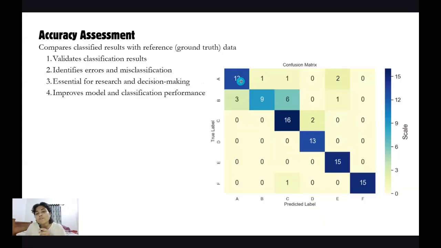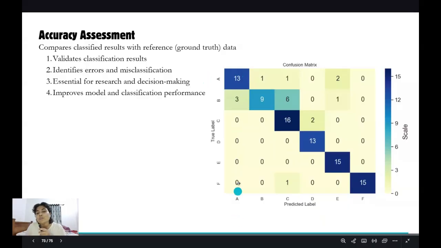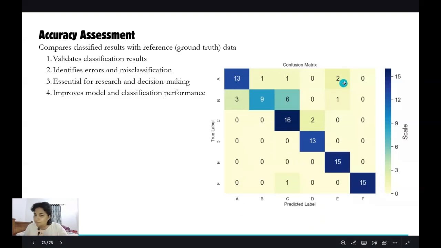All 17 in the field A would have shown up as A. So 100% accuracy. But there are some drawbacks. Some of the pixels have been misclassified under different categories. So this is what the confusion matrix tells us. Now you will see a diagonal forming.